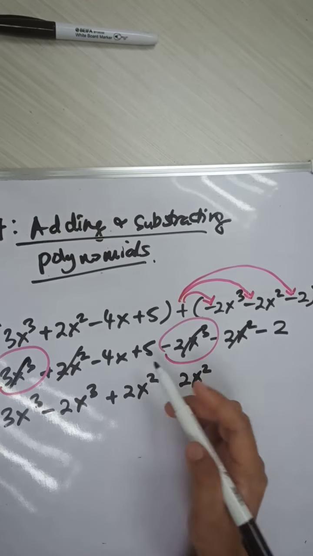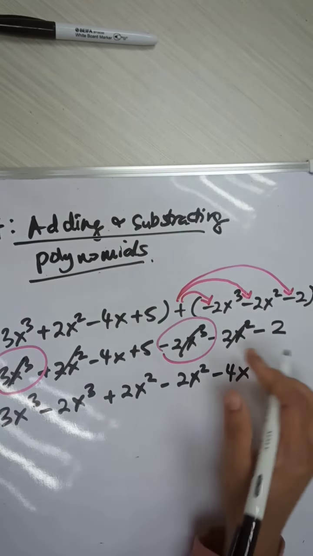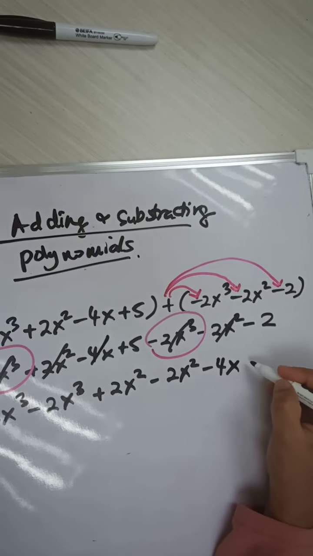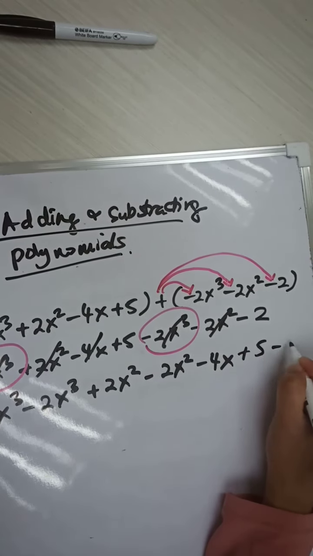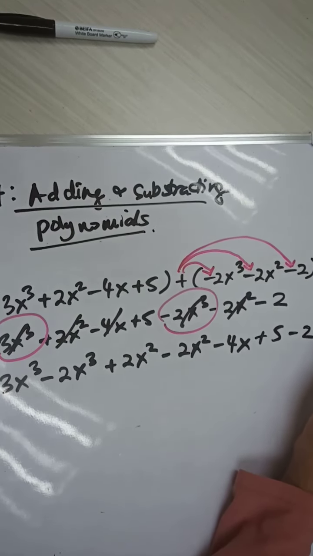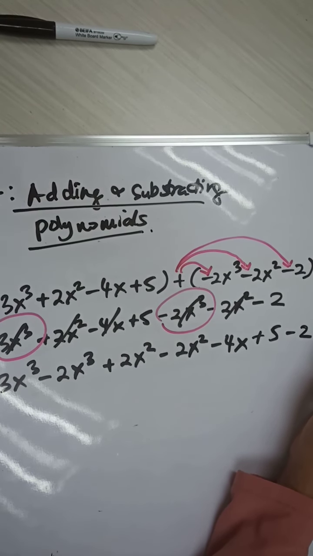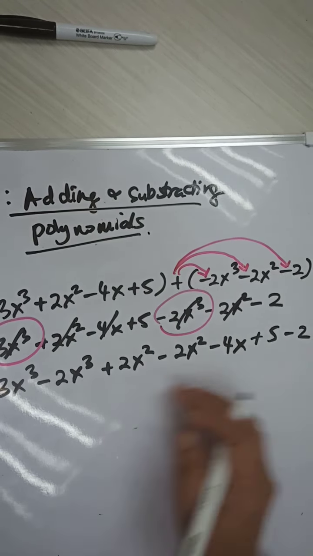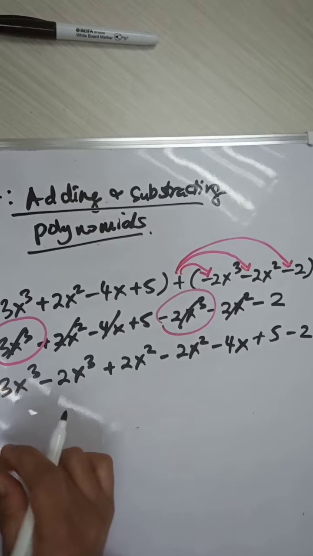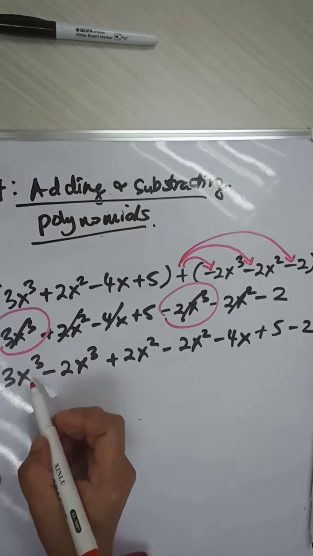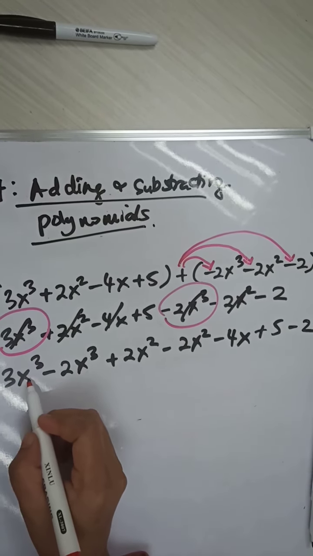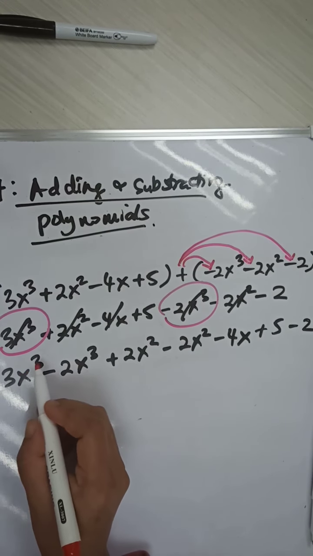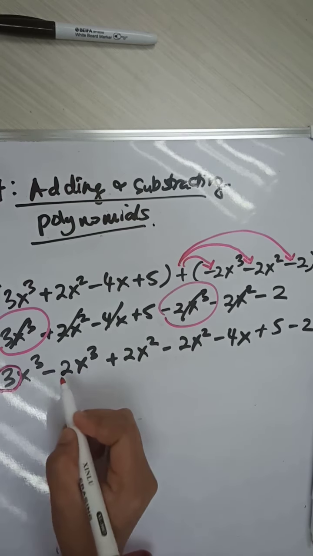And then we have next negative 4x. Do we have another x in the polynomials? No, we just bring it down. And then we have 5 minus 2. Done this part. Let's say I do it one by one. Next we solve it. How can we solve? Remember, to solve is very easy. Let it be x cubed; we only care about the notation.